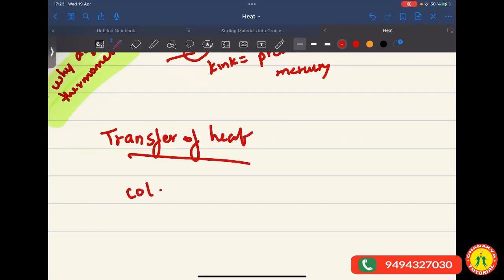heat moves from the hot region to the cold region. This is how the transfer of heat happens. In fact, in all cases, the heat will always flow from the hot region to the cold object. Now we're going to see how this heat flows.